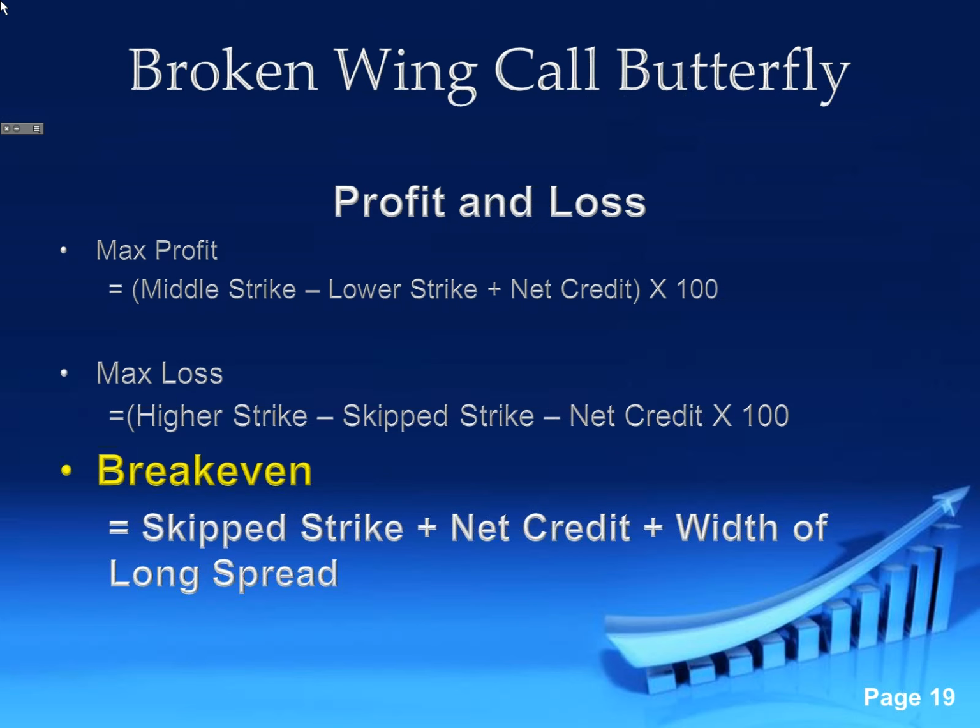Why do you minus the skip strike and not the short strike? Well, because this is where our risk is. Our risk starts happening above the skip strike. Here, let's pull up, hold on. Our break even is at that skip strike plus the credit, all right? And the width of the long spread. And the reason why the width of the long spread is because that is the thing that's going to be paying us off, right?